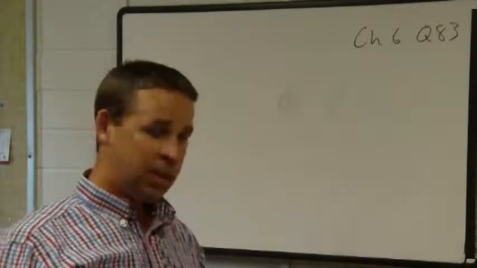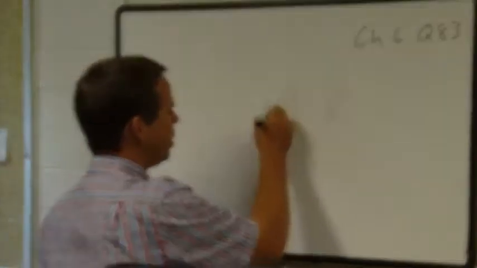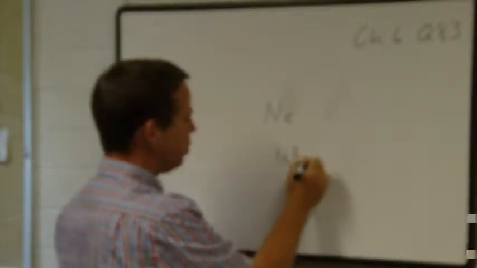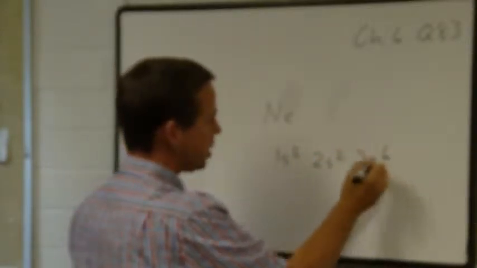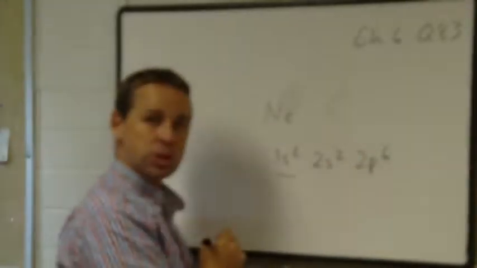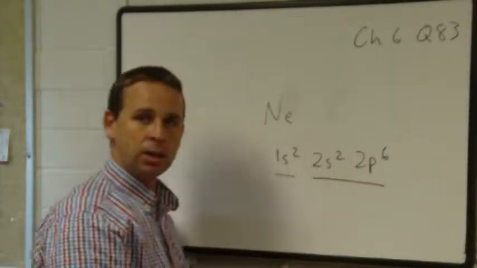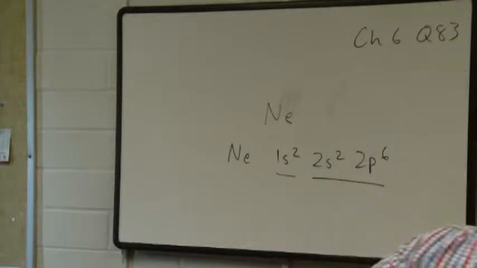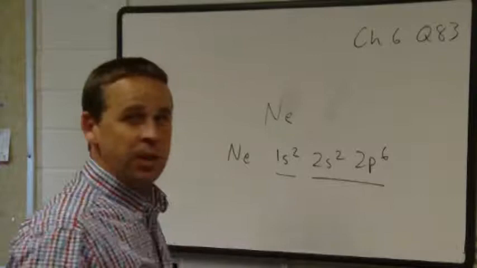So, if you look at neon, here's neon. It has 10 electrons. That's 1s2, 2s2, 2p6, right? That's filling the first shell and the second shell completely. So that is neon. That's the electron configuration for neon.